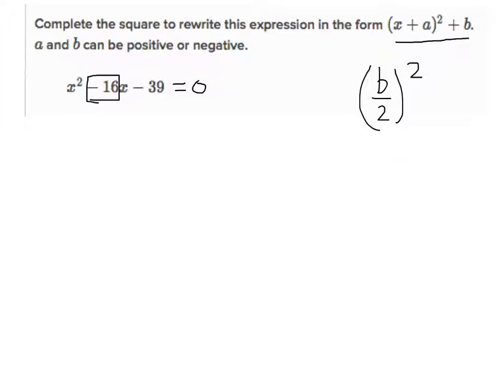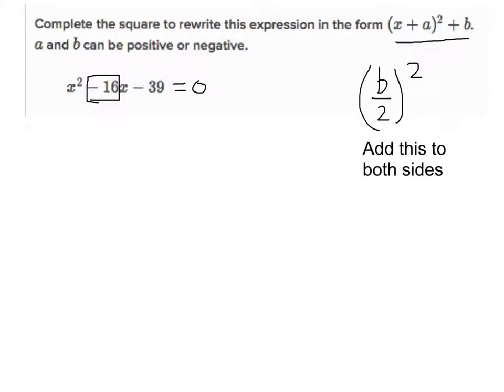Okay, so pause the video and write that down. And so you can see right here I wrote for you that we need to add this to both sides. We're adding this to both sides of the equal sign. Okay, so what I'm going to do is I'm going to calculate b over 2 squared. Well, in this case, b is negative 16. You can see right here, negative 16.